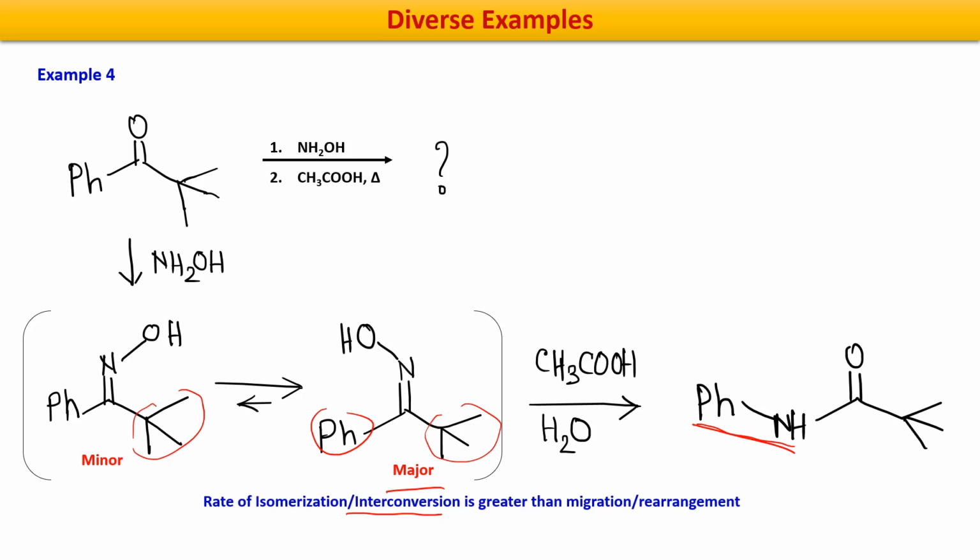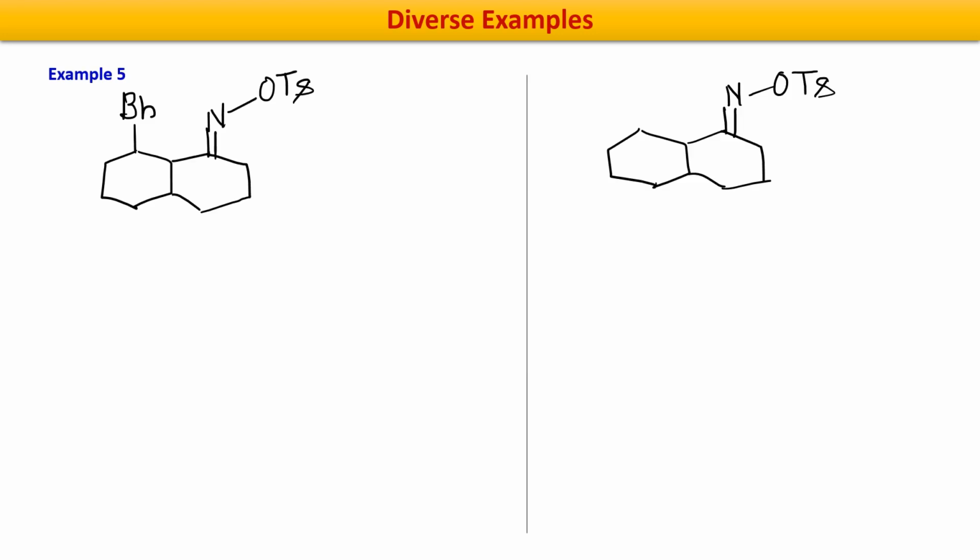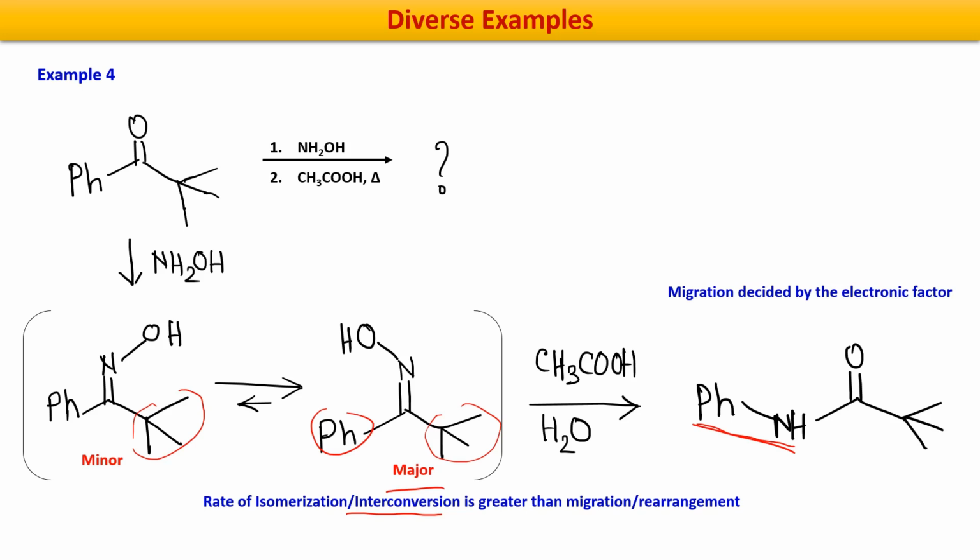So this particular factor is already discussed in the last video. Please watch that part. So here migration we are deciding based on the electronic factor. We are not considering any minor or major. Because if you consider the major one, just as we have done for the last example, then the tertiary butyl group should be connected to it. But that we have not done, right? Because we have chosen the one based on the electronic factor. Okay, so this is the final product structure.